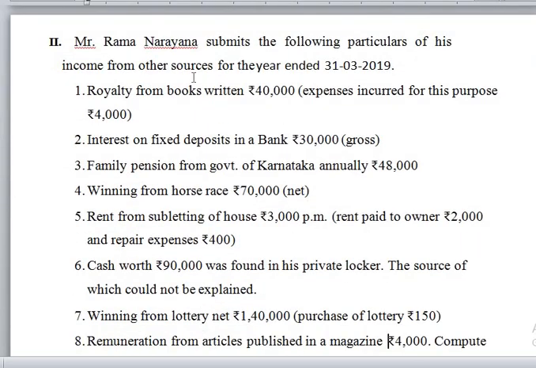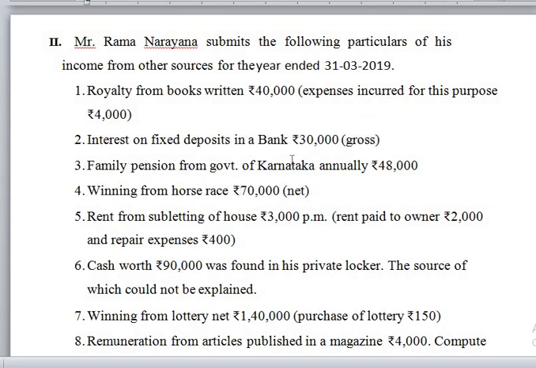Here Mr. Ramanarayana submits the following particulars of his income from other sources for the year ended 31st March 2019. Royalty from book, rupees 40,000. Expenses incurred for this purpose is rupees 4,000. It is taxable, and expenses must be deductible. Interest on fixed deposit in a bank, rupees 30,000 gross. It is taxable, but no need to be grossed up because it is already grossed.